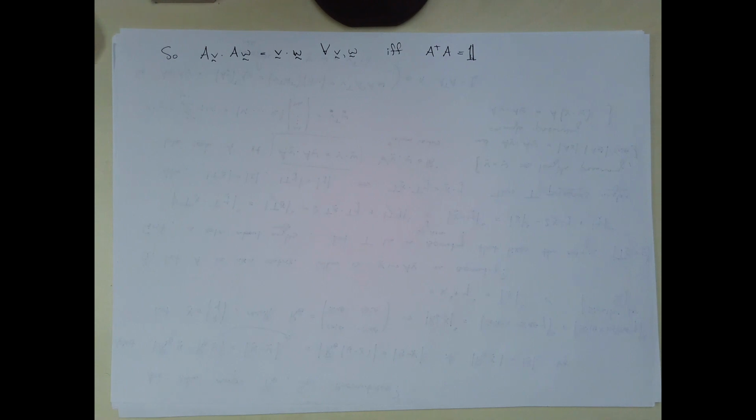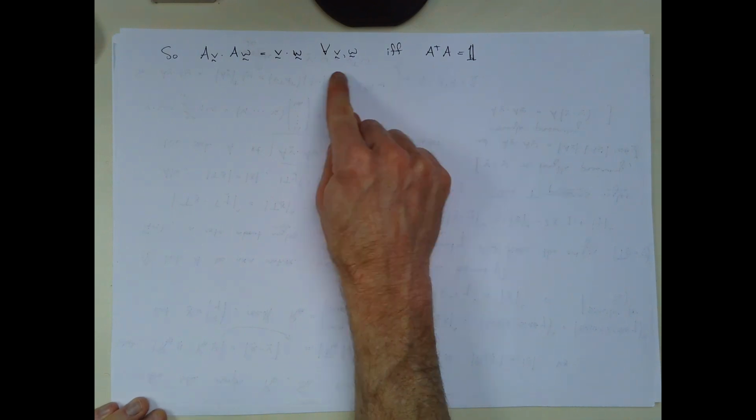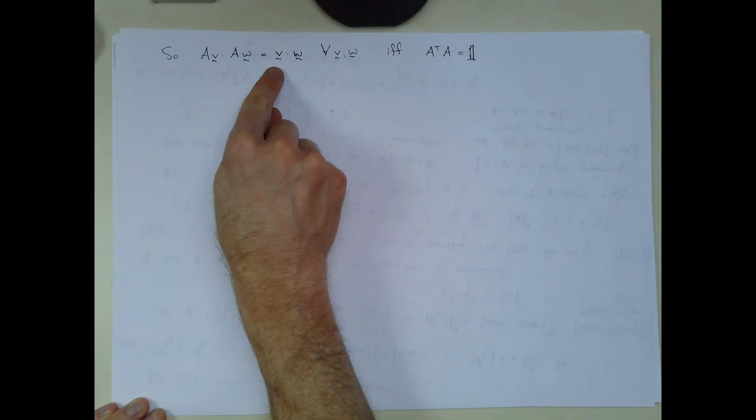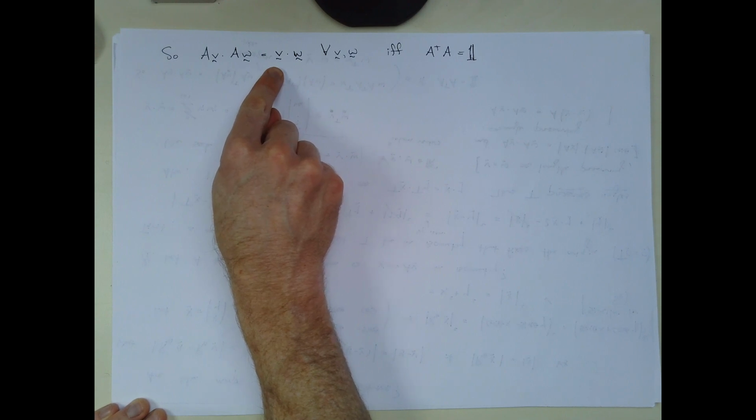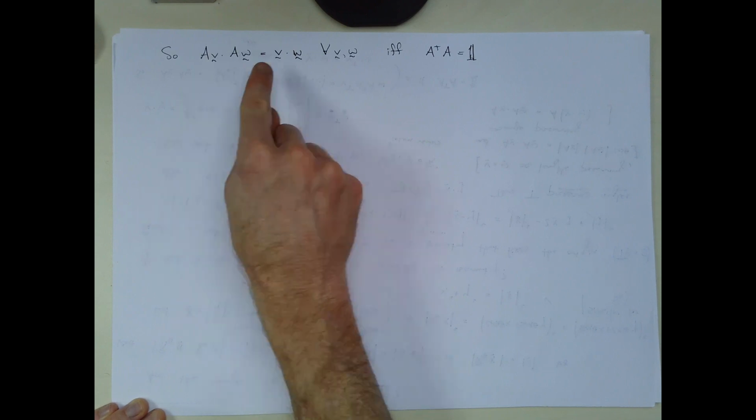By the calculation we just went through, you might question this if and only if a little bit. The calculation we just went through really proves this direction: if A transpose A is identity, then those products work out exactly the same. If you wanted to be convinced of the other direction, that this implies A transpose A is identity, I won't go through a full proof, I'll just outline an idea.